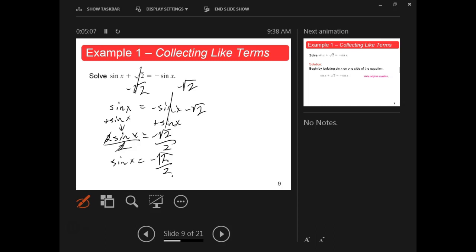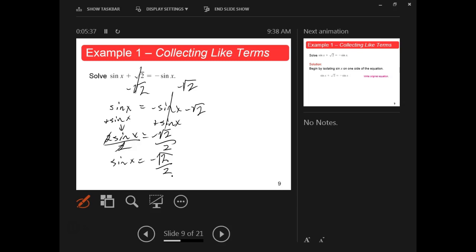Okay. So now, at this point, we ask ourselves what values of x will make this true. So now we're looking for x. First solve for the trig function, then solve for the variable. So what values of x, what angles x will give you a sine of negative root 2 over 2?